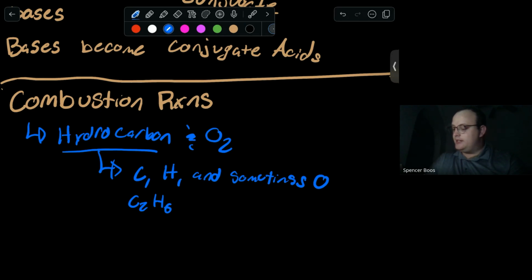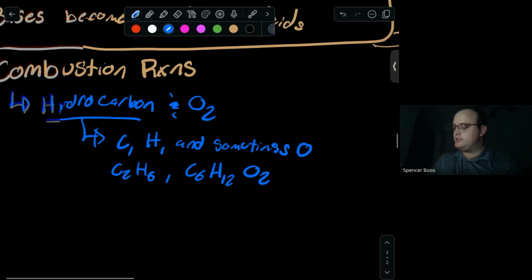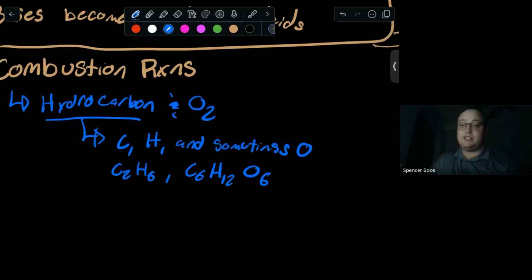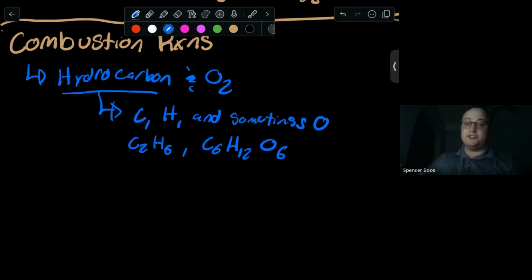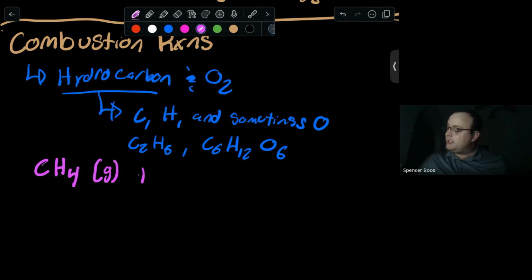Some good examples: C2H6. We've got C6H12O6. O6, sorry, not O2. Again, good examples of hydrocarbons. So for simplicity's sake, we're just going to start off with CH4. Again, that's a hydrocarbon, has carbon and hydrogen in it. This would be a gas, plus oxygen gas.